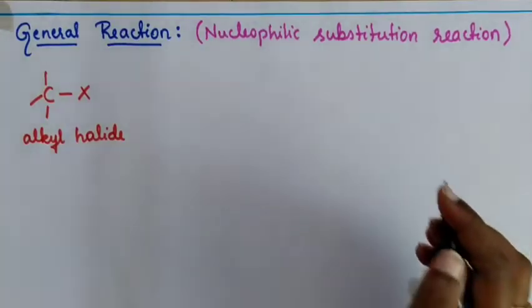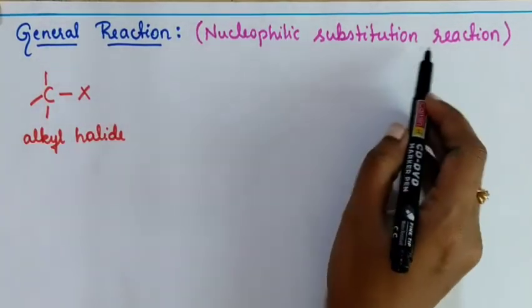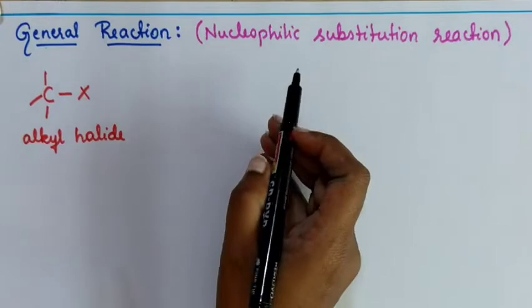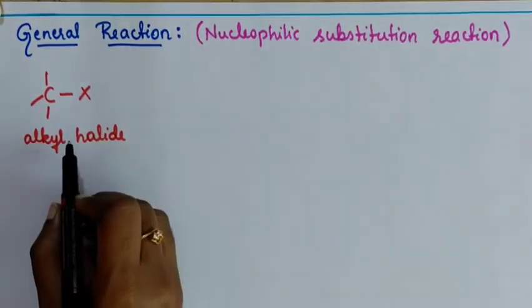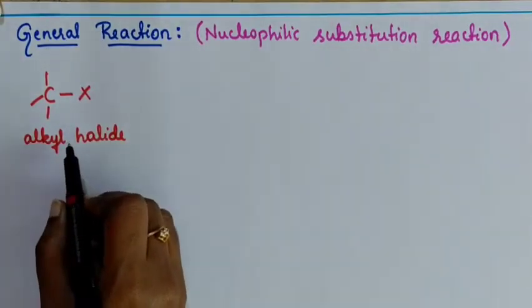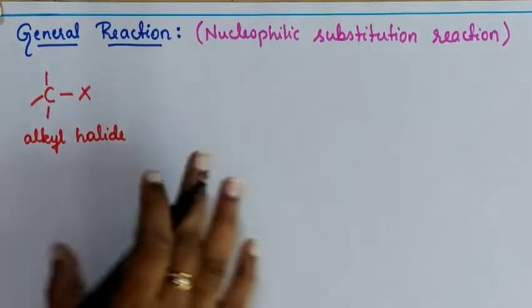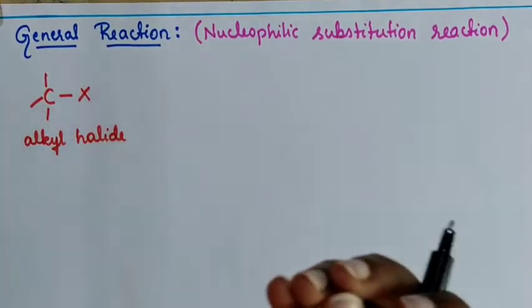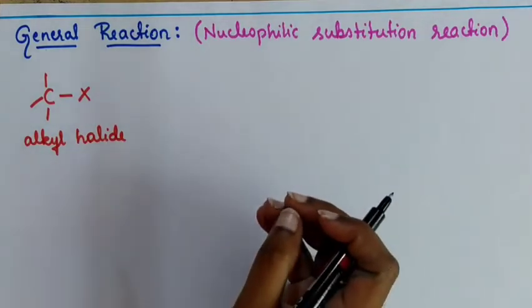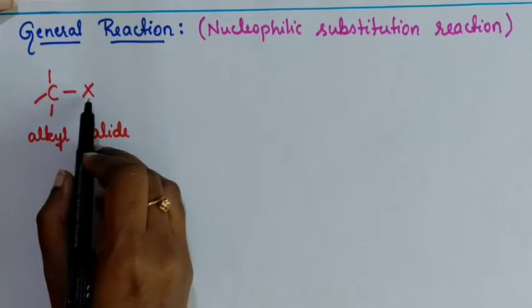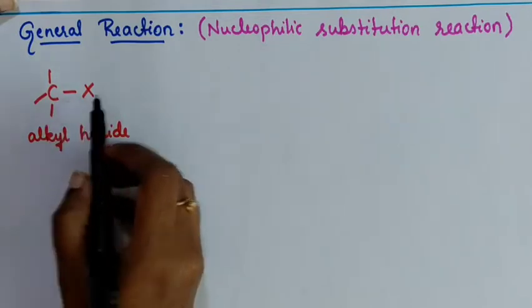Let me explain how to write a nucleophilic substitution reaction generally. For the nucleophilic substitution reaction, the substrate is going to be an alkyl halide, that means haloalkane, and it will react with a nucleophile to form some product. To understand how the nucleophilic substitution reaction will take place, first we need to understand the bond between carbon and halogen in alkyl halide.